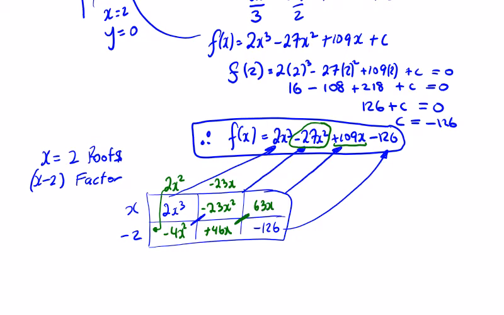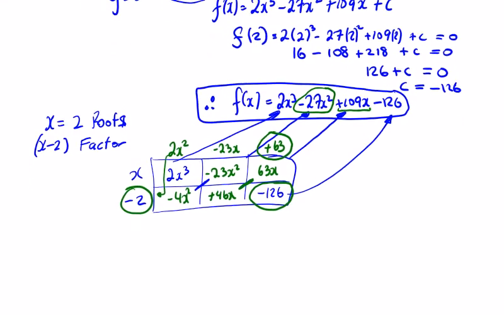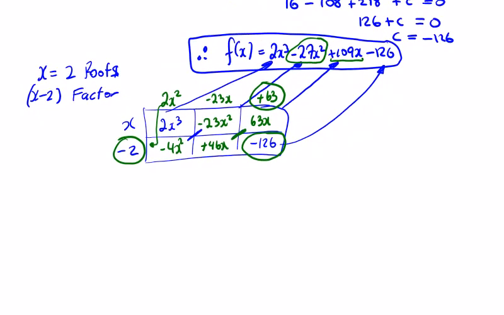So x into 63x is plus 63. And you can always check your answer with using the box method. Plus 63 by minus 2 is minus 126. So now all we need to do is factorize the quadratic that we get when we divide a linear into a cubic. 2x squared minus 23x plus 63 equals 0.